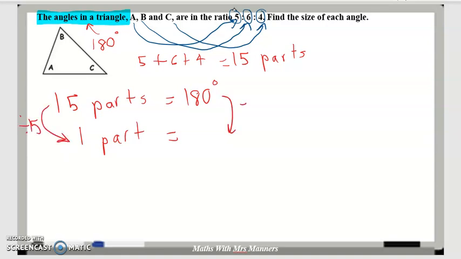We'll divide by 15 here as well. And if you have trouble with this arithmetic, that's where you can always use your calculator. If you've got good arithmetic skills, you can do it in your head. But that gives us 12. So 1 part is equal to 12 degrees.